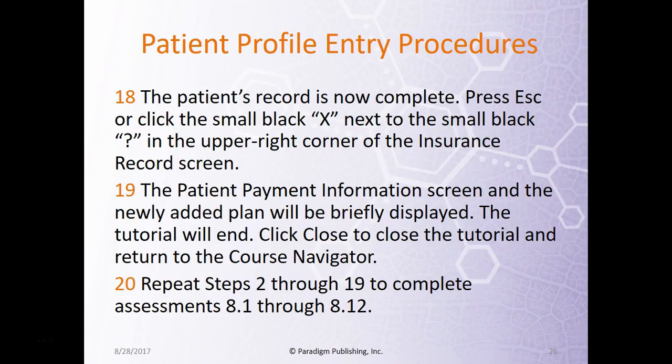Press Escape or click the small black X next to the small black question mark in the upper right corner of the insurance record screen. The patient payment information screen and the newly added plan will be briefly displayed. The tutorial will end. Click Close to close the tutorial and return to the course navigator, and then repeat steps 2 through 19 to complete the assessments 8.1 through 8.12.